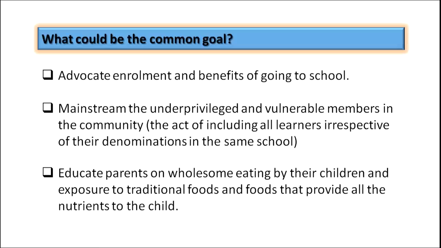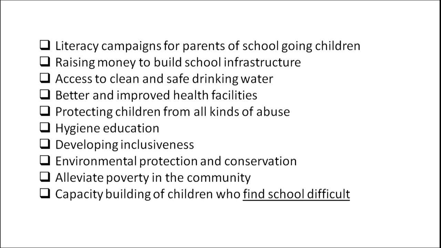When I look at this, it is basically the act of including all learners, irrespective of their denominations, in the same school. The third one is to educate parents on wholesome eating, because we know that wholesome eating is nutritious for the child. So, we have traditional foods and foods which are rich in different nutrients. The next ones are literacy campaigns for parents of school-going children, raising money to build school infrastructure, access to clean and safe drinking water, better and improved health facilities, and protecting children from all kinds of abuse.